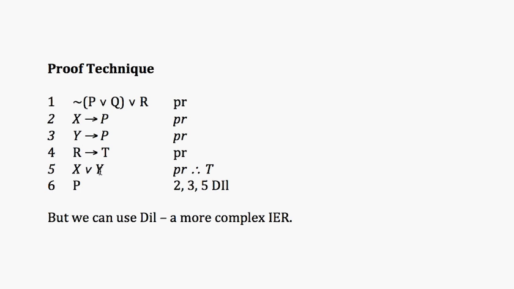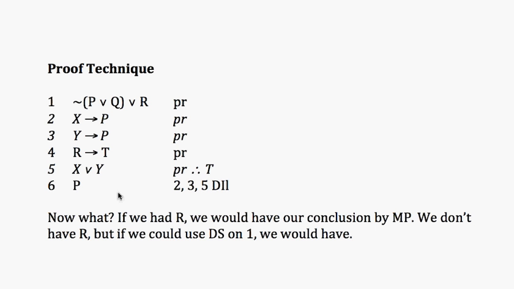We have an OR statement. We have one disjunct arrow P. We have the other disjunct arrow, the same thing, P. And so from 2, 3, and 5, we can extract the information P by using dilemma. Okay? So we got P, but now it might not be clear what to do. If we had R, we could simply get our conclusion, but we don't have R. But R occurs up here, and if we could apply a rule to this line to get R, then we'd be able to get to our conclusion with one more step.